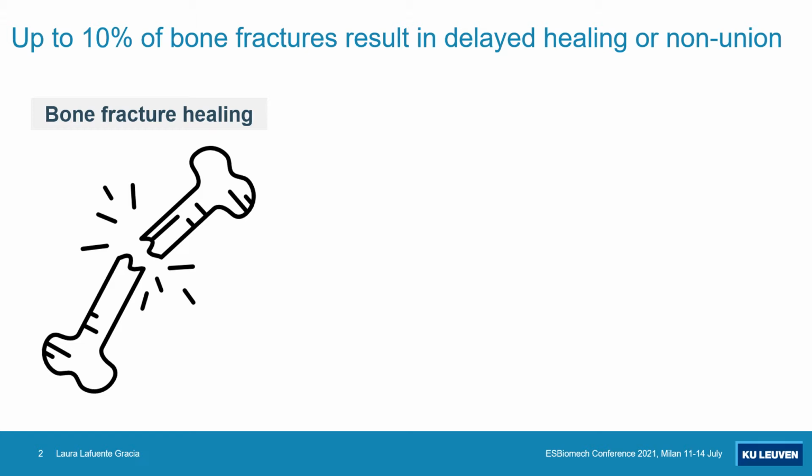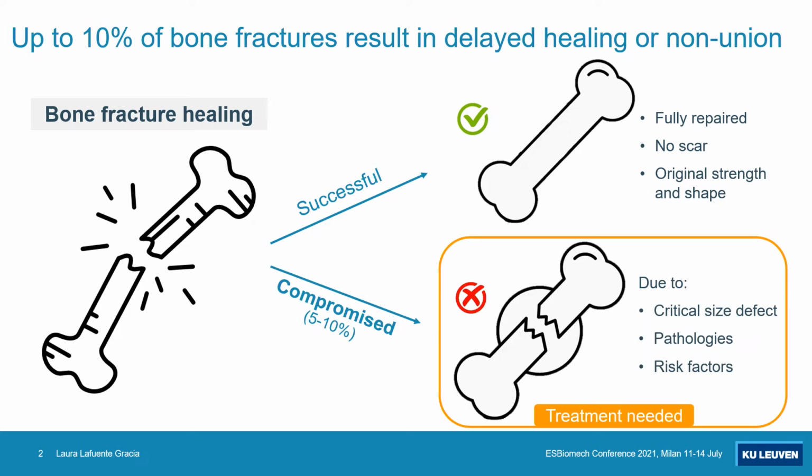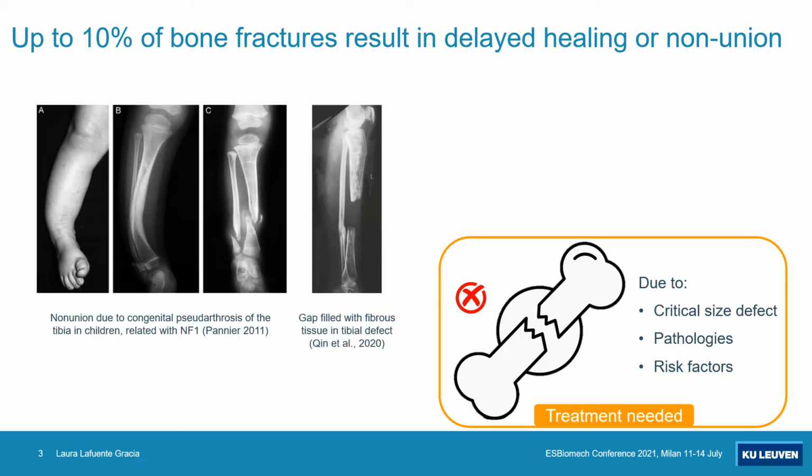Bone healing is a complex, well-coordinated process that starts autonomously when a bone fracture occurs. Due to bone tissue characteristics, successful healing is usually achieved within weeks. However, up to 10% of bone fractures result in delayed healing or non-union due to fracture severity, anatomical location, and host factors such as age, smoking, or the presence of other comorbidities. Meaning that fractures like these ones are not going to heal if they are not treated.